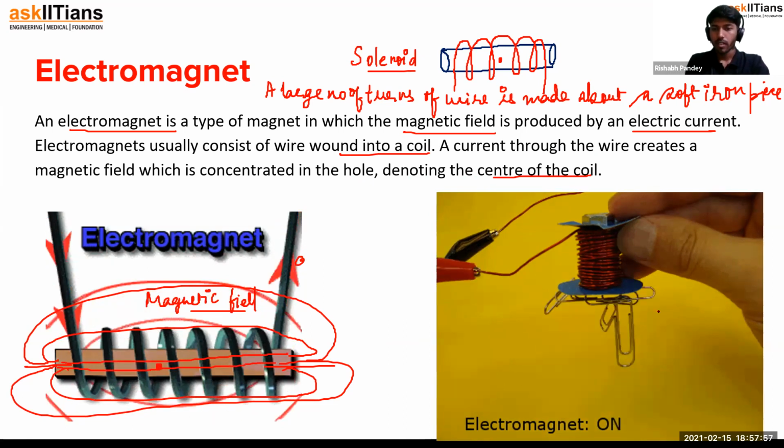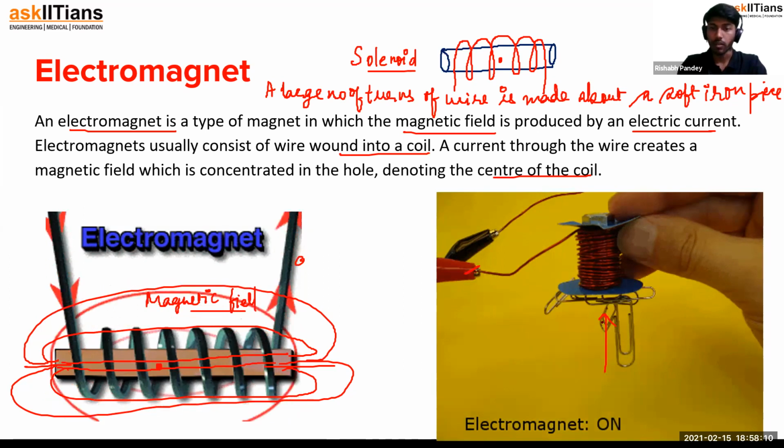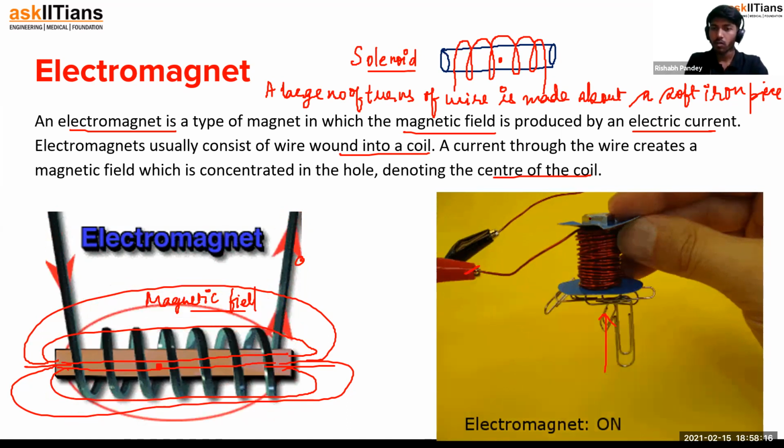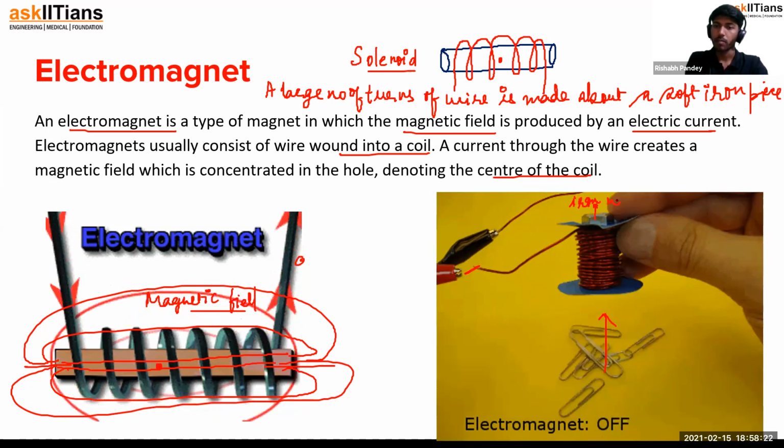As you can see over here in the animation as well, as soon as the current starts flowing, see, this has now been connected. As soon as it starts flowing, all of these got attracted to it. That means it started acting like an electromagnet, and this has been wound about a kind of iron piece, an iron nail, basically.